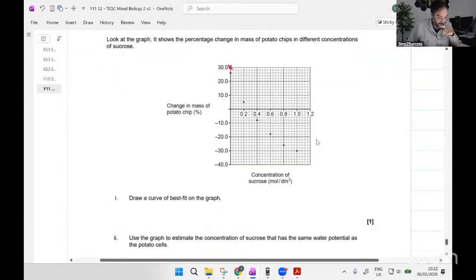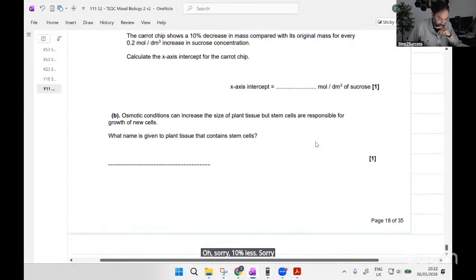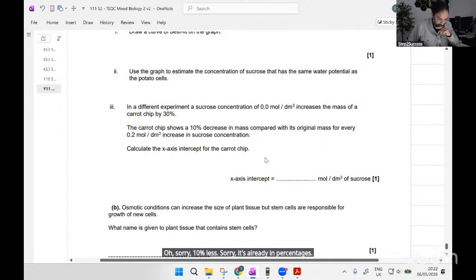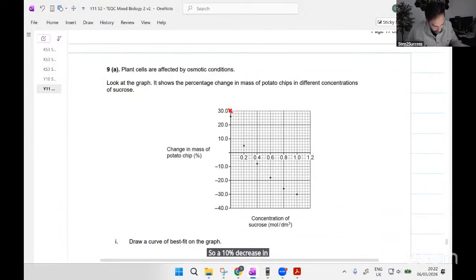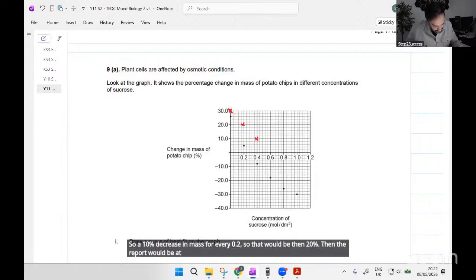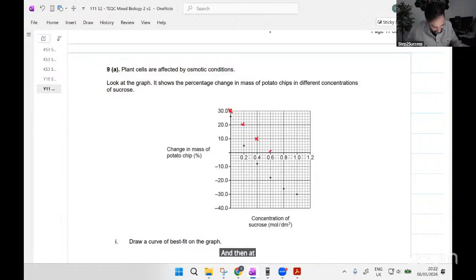Oh, sorry, 10% less. Sorry, yeah, it's already in percentages. So a 10% decrease in mass for every 0.2. So that would be then 20%. Then at 0.4, it would be at 10%. And then at 0.6, it would be at 0%.